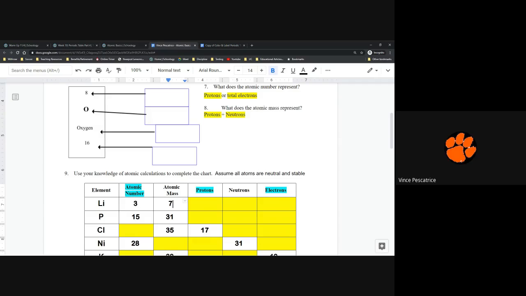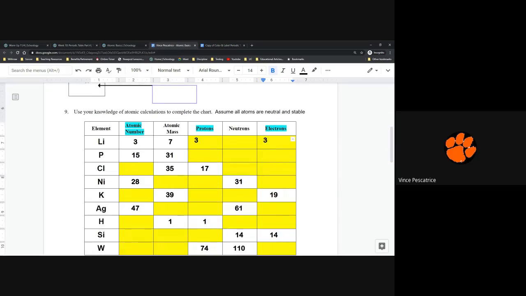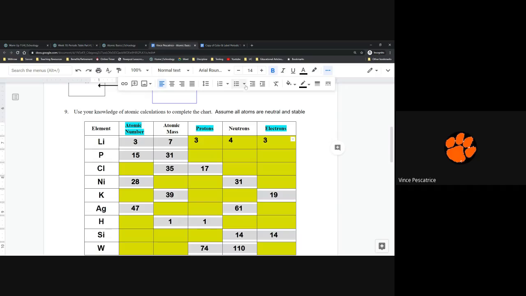So for lithium, if you have the atomic number of 3, that means the protons will be 3, and the electrons should also be 3. Now, the only thing we have missing here is the number of neutrons. So you have to ask yourself, what plus 3 equals 7? And that will be your answer. Go ahead and put all these in the center so they're nice and organized.